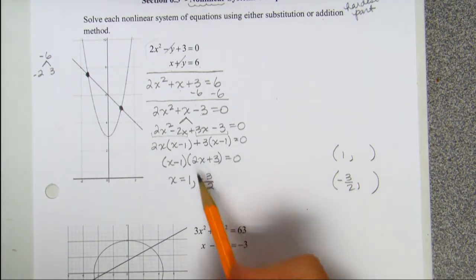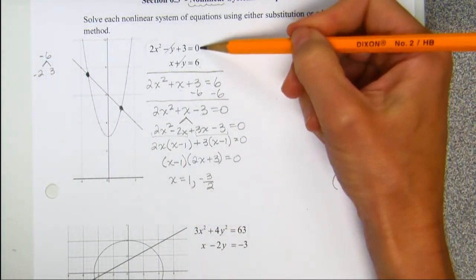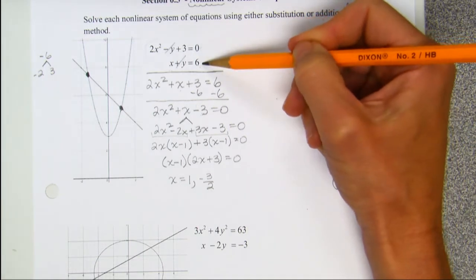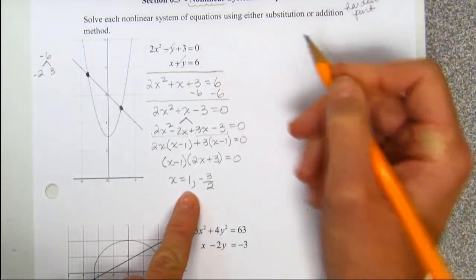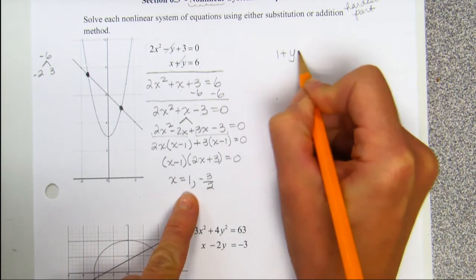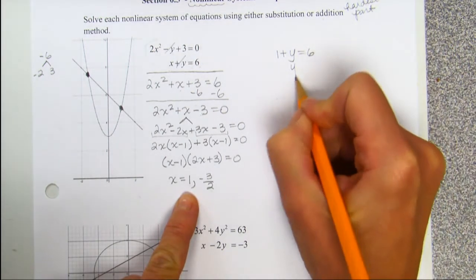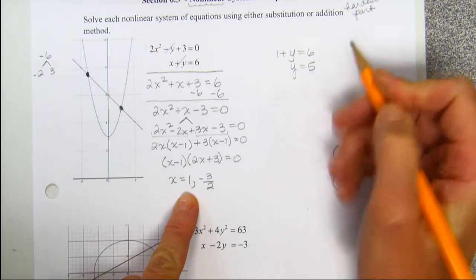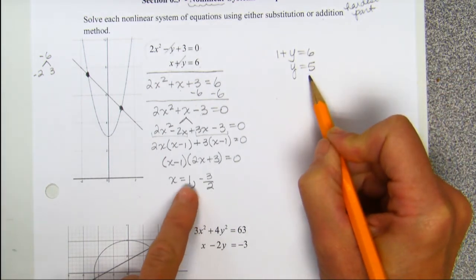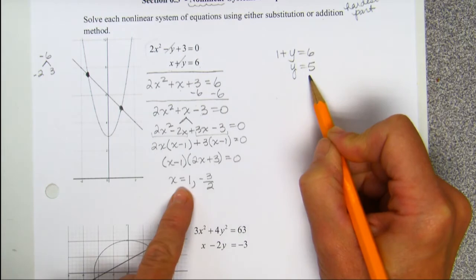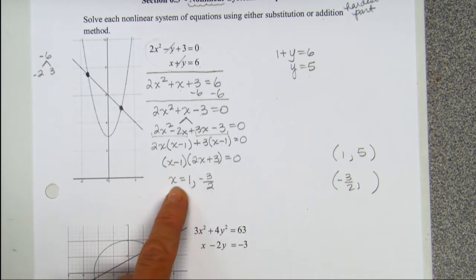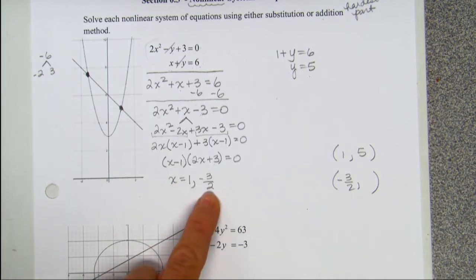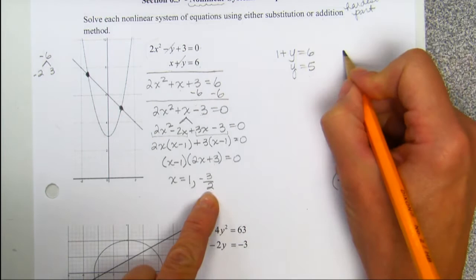How do you find the y's? You take your x's and you plug it in either to this original equation or this original equation. Please tell me you have used the second one. It's so much easier. But the first one should work. I'm going to take my 1 and plug it in for x. We get a 5. The 5 goes with the 1. Please don't put the 5 anywhere. The 1 and the 5 are partners and match up together. Now I'm going to plug in the negative 3 over 2 and find its partner.